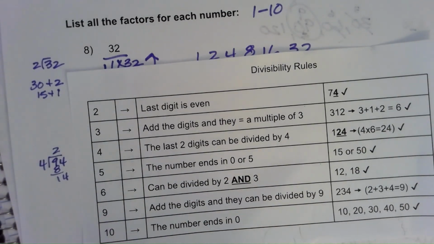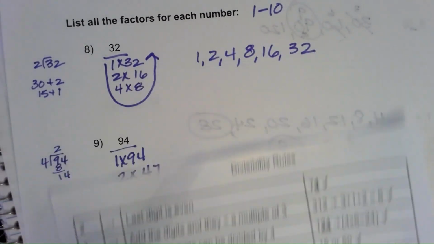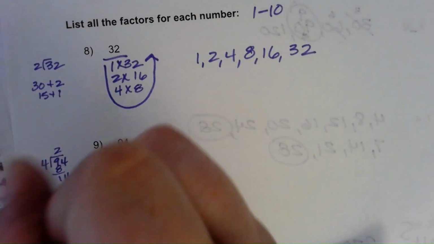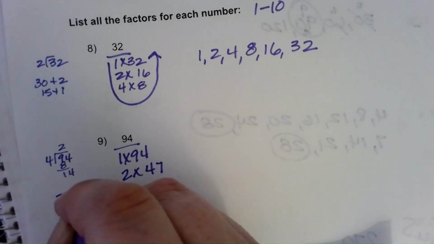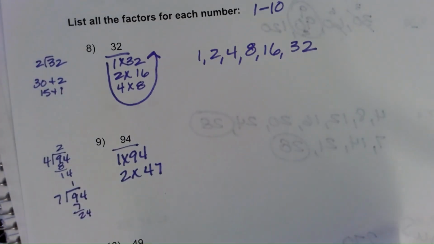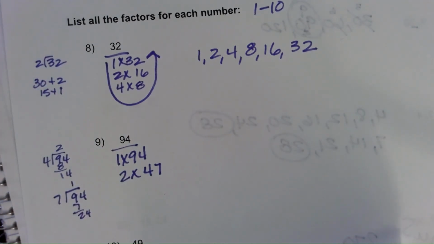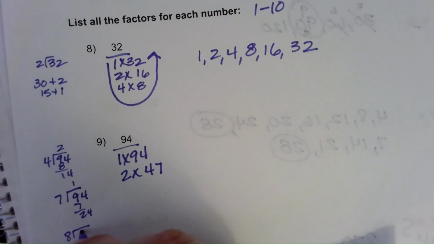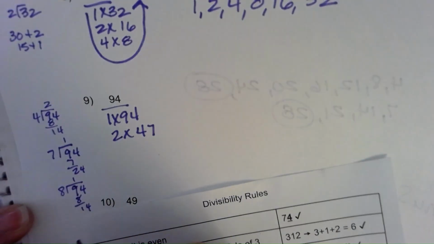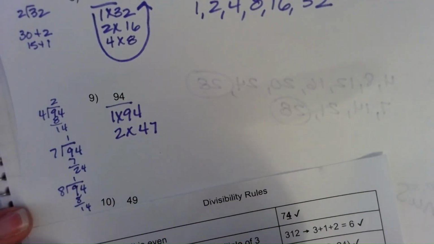The rule for 6 says it has to go into 2 and 3, which it does not, so there's no 6. That leads us to 7, and again, it is worth just checking to make sure you're not missing something. 7 times 3 is 21, so there's no 7. 8 is not going to work. If you look at 8 into 94, it goes in once. Then you have 8 into 14. Okay, here, not going to work.